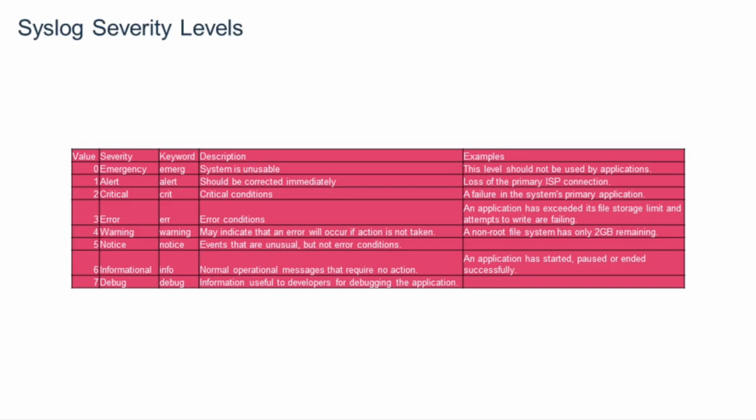For this reason, it's important to set the severity level on the originator so that only messages of that level or more severe are sent. For example, if you set the severity level to 3, all messages with severity levels 0, 1, 2, or 3 would be sent, but no messages with severity levels of 4 through 7 would be sent.